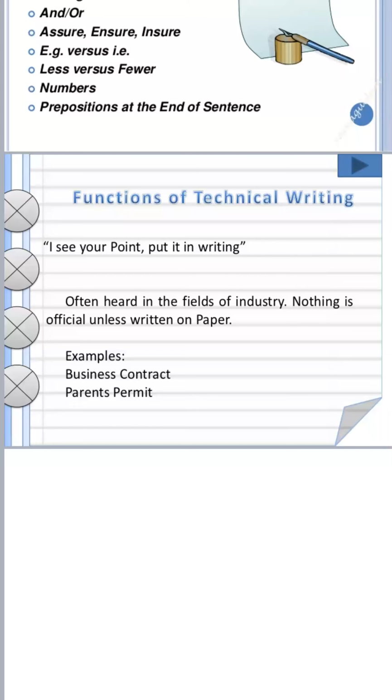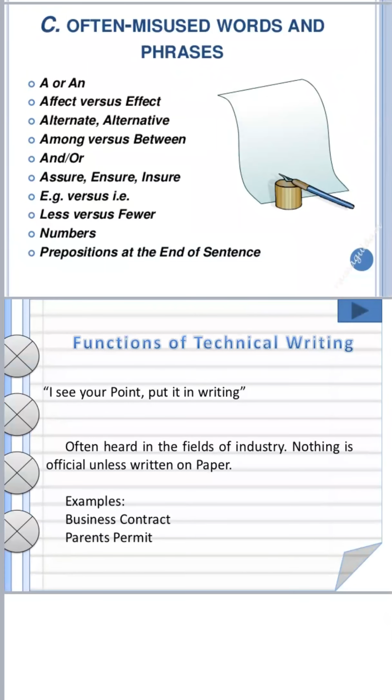The function of technical writing is basically what? Your message is conveyed on a piece of paper in written form and in an official manner, not in a manner that is unofficial. For unofficial purposes, you never try to do it. So this is basically the function that is done through all this writing.